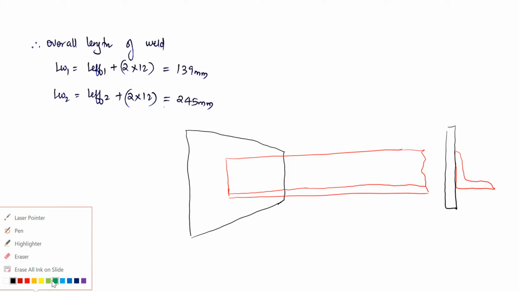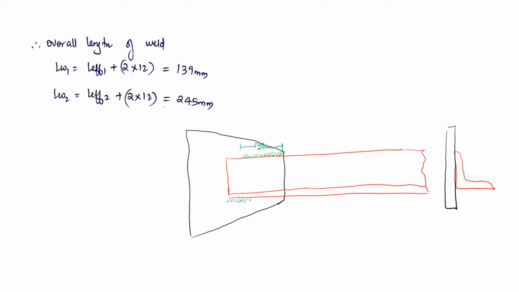Now the length of the weld required at the top is 139 mm. The total length of the weld required is 139 mm. So that I will get it like this. This is 139 mm. And at the bottom I require 245. That is, I'll provide it like this: 245 mm, such that the required load P, that is the design strength of the load member, can be taken.